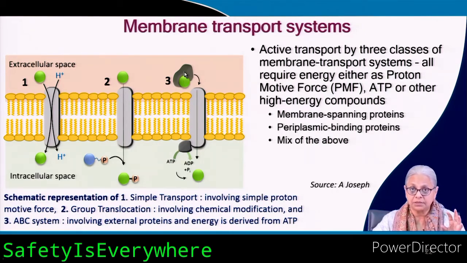The entire complex does not come into the cell. This extracellular protein will bring the substrate to the transmembrane protein. It will release the substrate here for the transmembrane protein to pick it up, and it will bring it into the cell. In the process, ATP inside the cell is being utilized by binding to the substrate. So this is the ATP binding cassette.